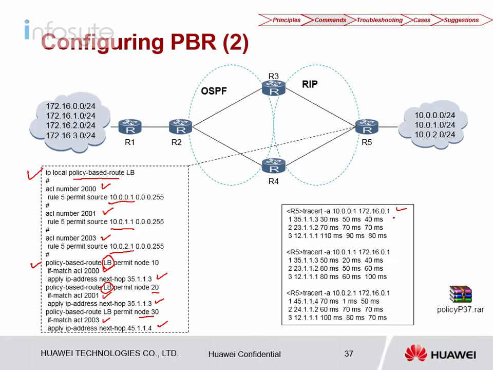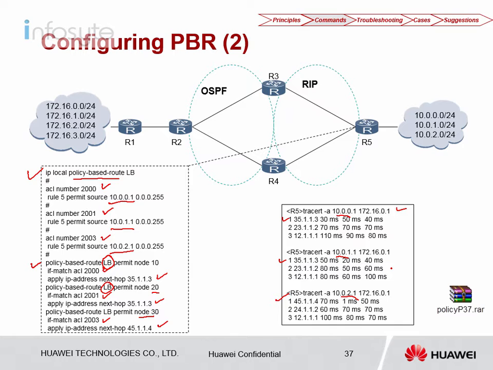As you can see, when the source is coming from 10.0.0.1, it will go to 35, that's router 3. If I'm using 10.0.1.1, it will also go to 35. But if I'm using 10.0.2.1, it will go to 45. So this screen shows us the result.